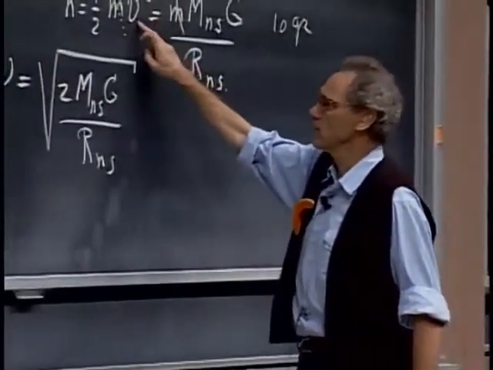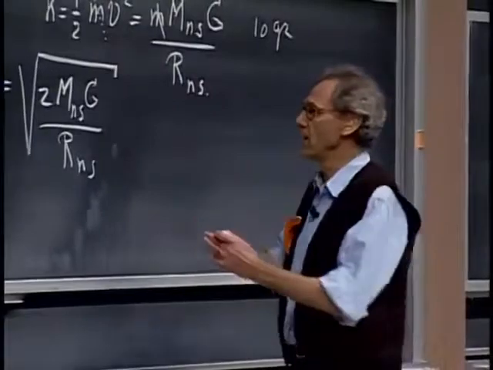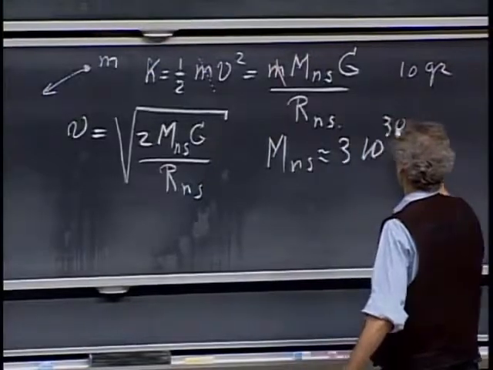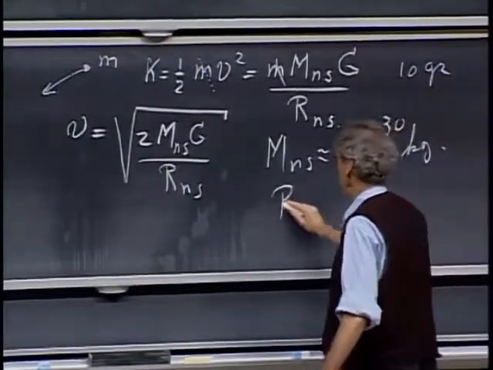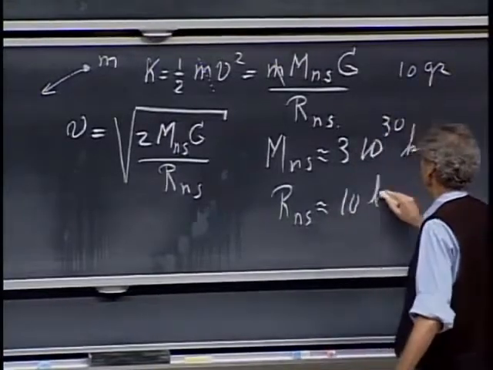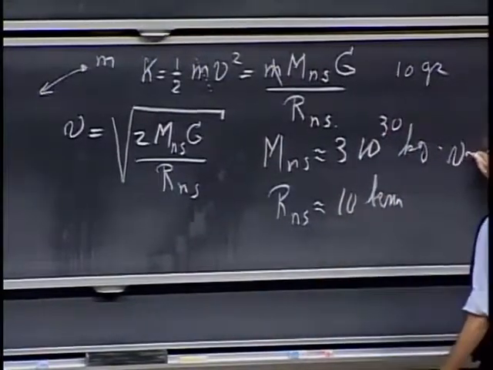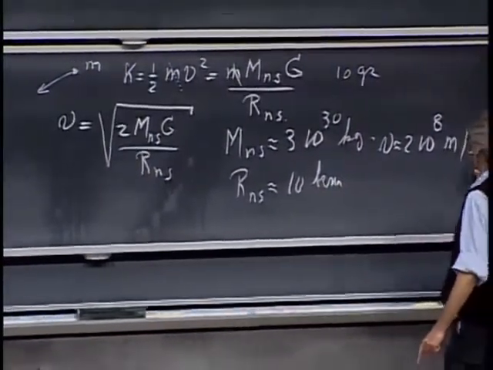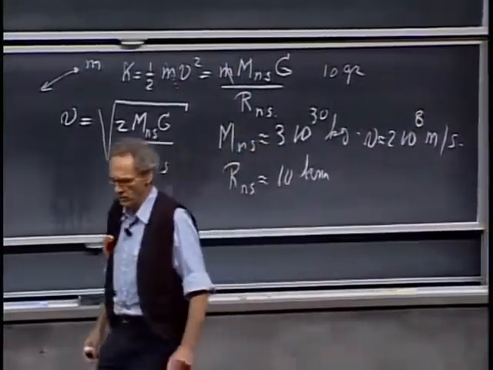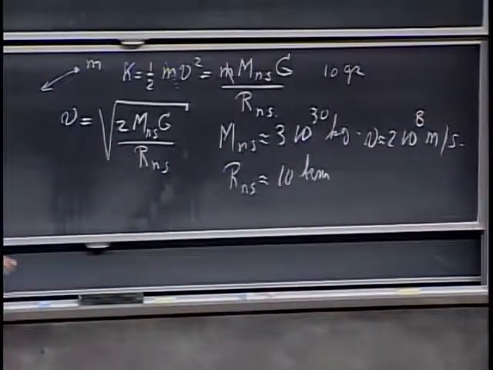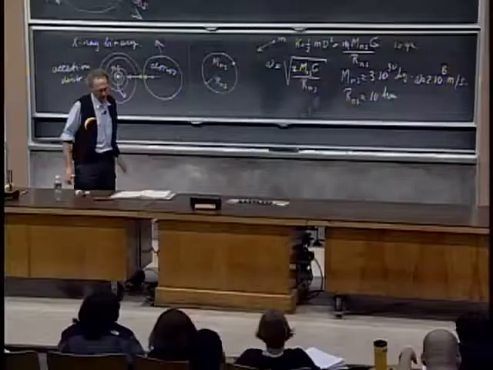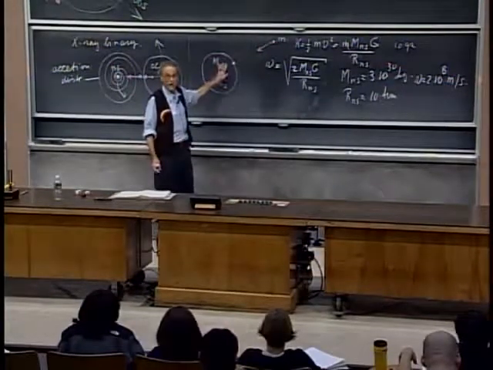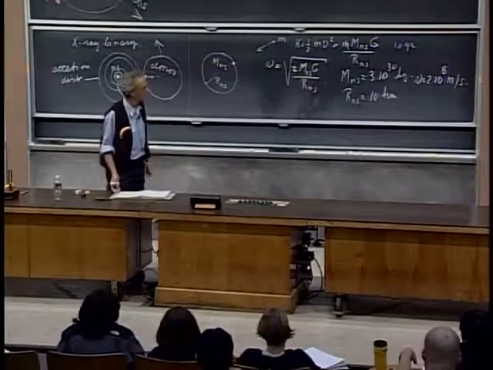The reason being that this velocity becomes enormously high. If you put in for the neutron star a mass of about 3 times 10 to the 30 kilograms, and you take for the radius of the neutron star about 10 kilometers, you will find that that velocity becomes about 2 times 10 to the 8 meters per second, which is about 70% of the speed of light. And because of this enormous speed, 1/2 m v squared is horrendously high. It is a conversion of gravitational potential energy to kinetic energy, and then ultimately to heat.